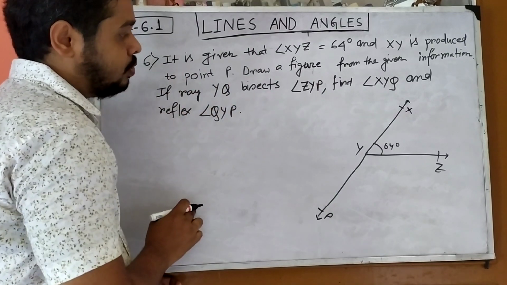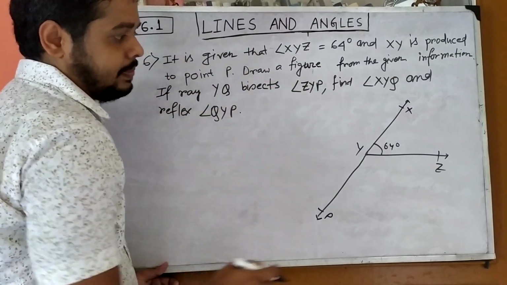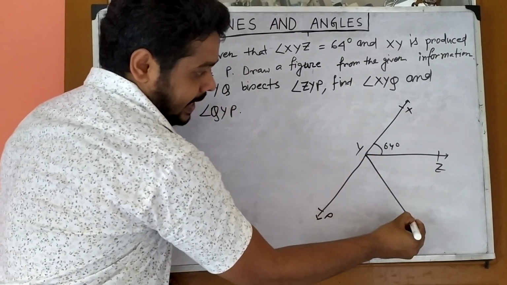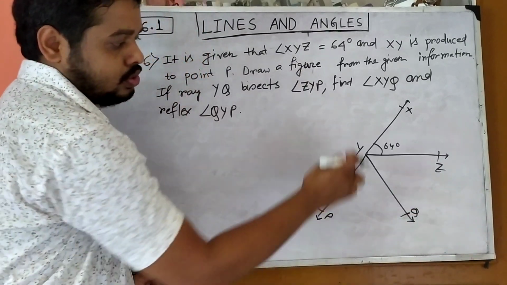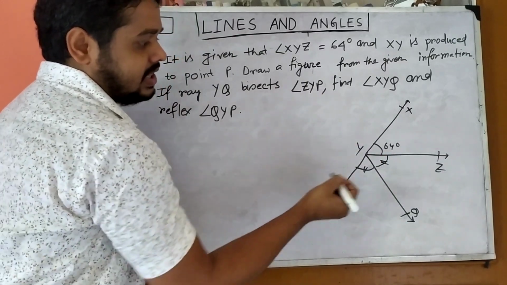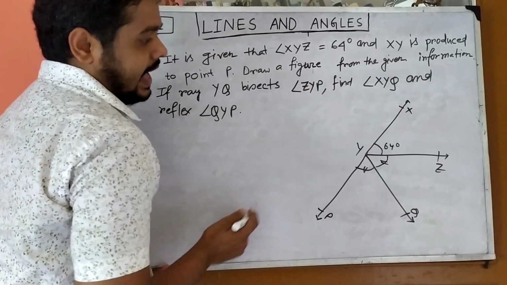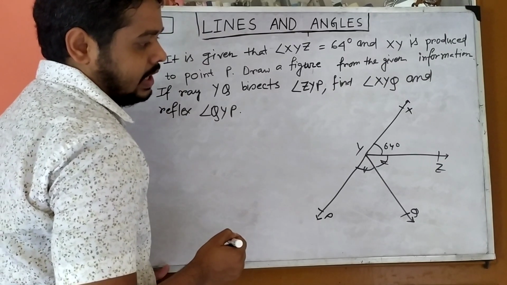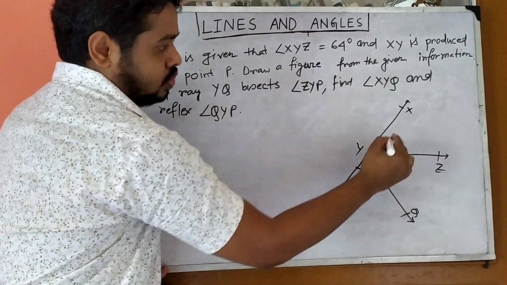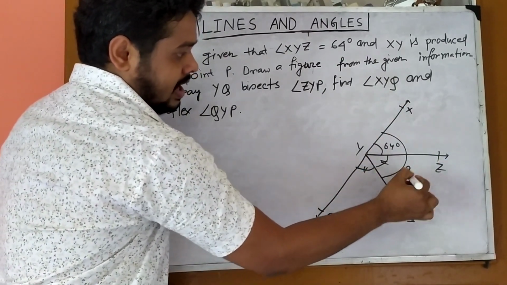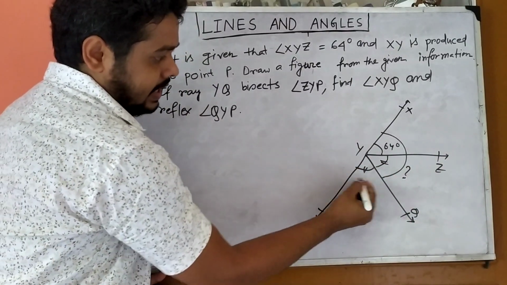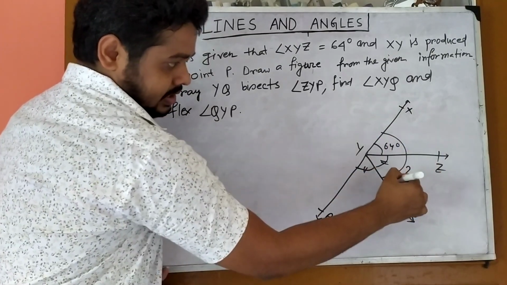If ray YQ bisects angle ZYP, this is our angle ZYP, and YQ bisects this angle, that is our Q. So YQ is bisecting this angle, so these two angles are, according to the given condition, equal. Now find angle XYQ, sorry, we have to find this angle, and reflex angle QYP. QYP, this is our angle. So reflex angle means this angle.